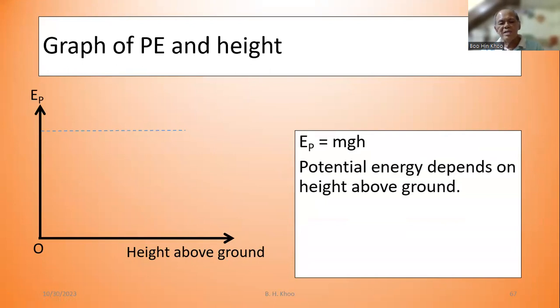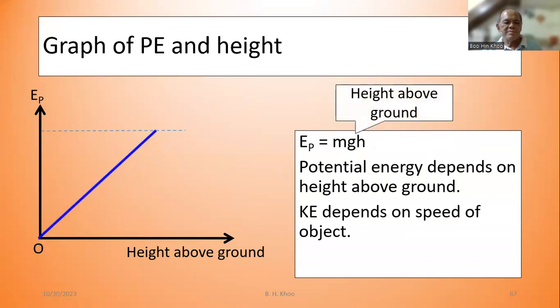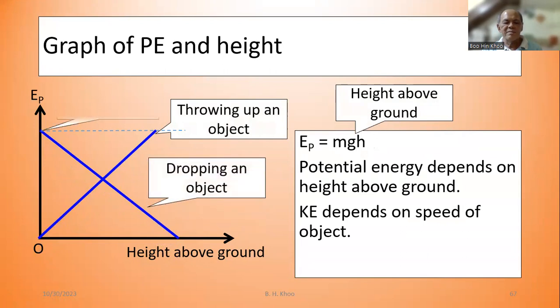Potential energy depends on height above the ground. Kinetic energy depends on the speed of the object. So you throw up the ball, then the potential energy increases. If you drop the ball, then the potential energy decreases. Right? Height above the ground. So that's the maximum height.